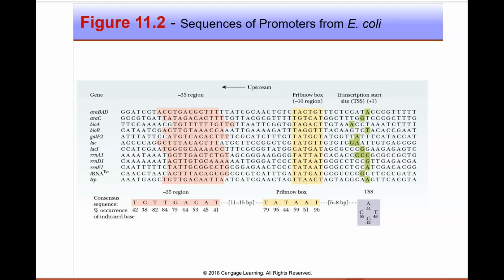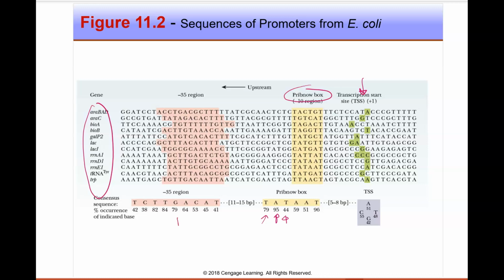So this is showing the promoter sequences from various genes. These are the names of the genes in E. coli. So here is the start of transcription. It's either CAT or CGT. Those are the consensus sequences. And here's the Pribnow box in the -10 region with consensus sequence TAT. And those numbers are the percentages that those nucleotides occur in that position.